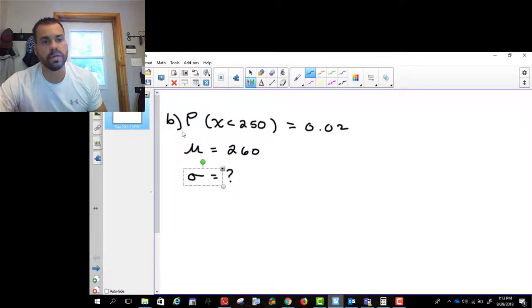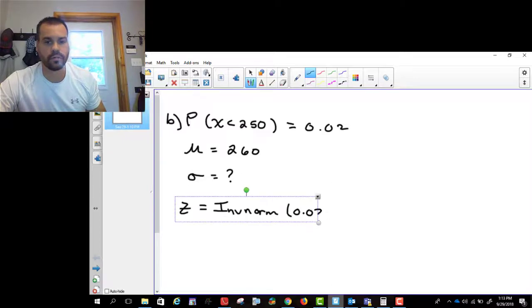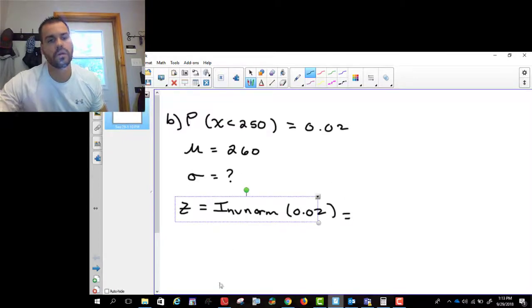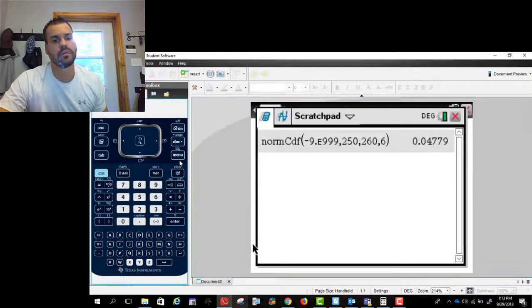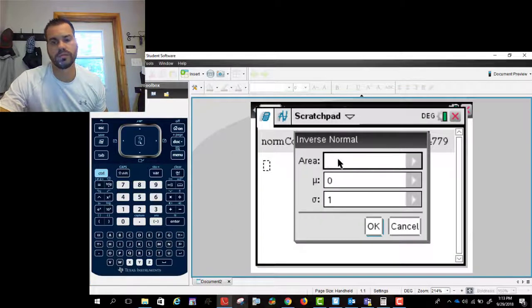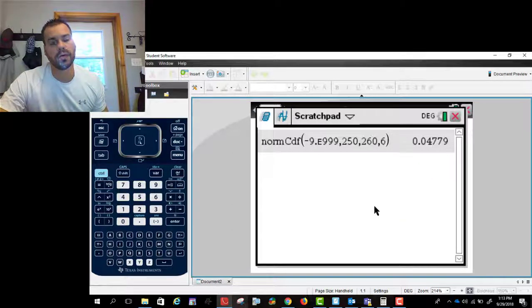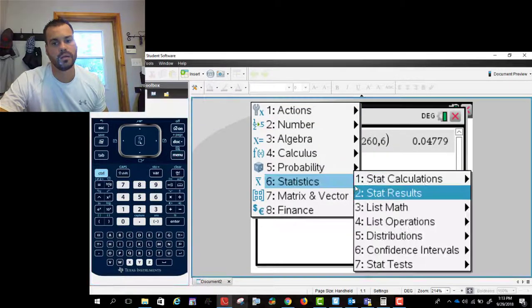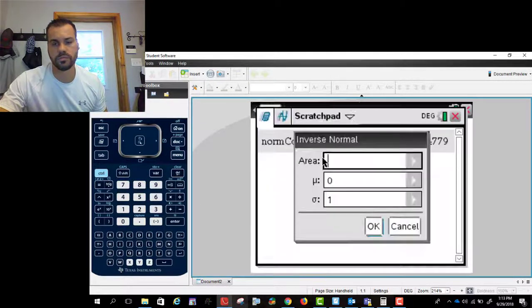Okay, so we have an x value, we have a mu value, we need a z value, and we're going to find z by doing the inverse normal of 0.02. So we're going to take our calculator, go to Menu, Statistics, Distributions, Inverse Normal, and 0.02. We're going to leave the mean at 0 and 1 because we're finding a z value, and we hit OK. Oh, I thought it would put it in there. Distributions, inverse normal, 0.02. Okay, there we go. So we get a z value.